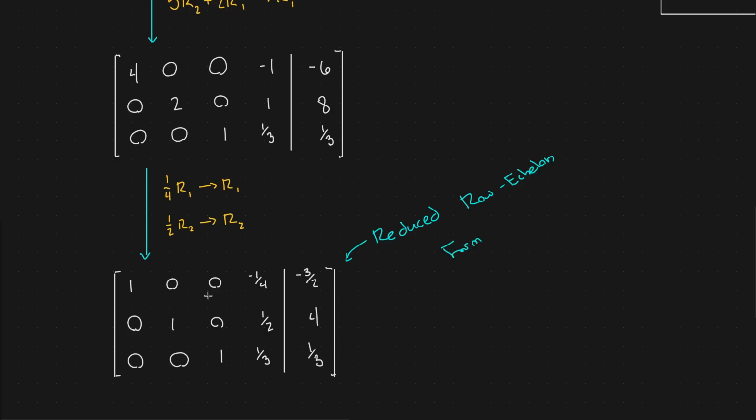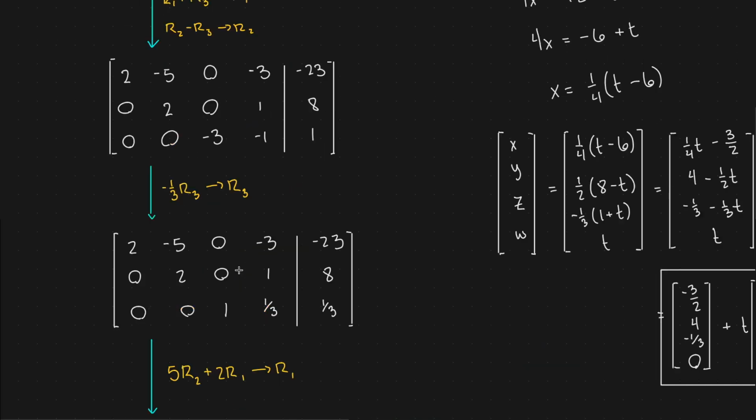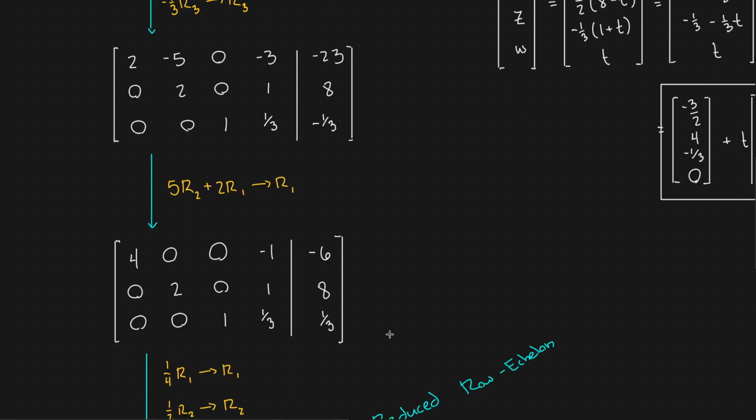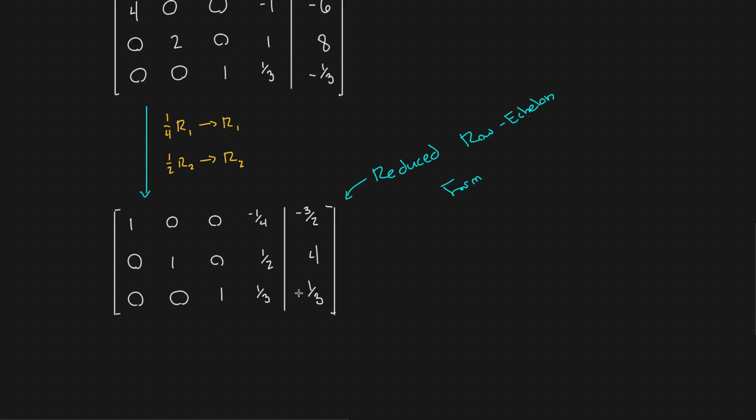Oop, hold up. I realize I just made a mistake. You probably caught this when I did it. When I multiplied by negative 1/3 row 3 up here, this should have been a negative 1/3, right? 1 times negative 1/3 is negative 1/3. Fortunately, we didn't use that row after that operation, so the rest of the problem should be correct.